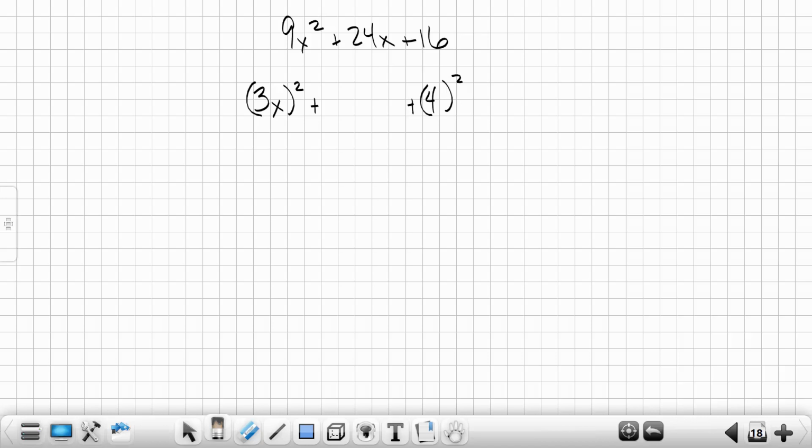2 times 3x times 4. Yes. Is that 24x? I know, Sydney. That's why I wanted everybody stopped and waiting. Okay, and I don't mind repeating it. Is the middle 2 times the first one times the last one? 2 times 3 times 4, is that 24? Yes. That is the pattern for a perfect square trinomial. If you look up in the thing, there's a 2 right in front of the AB. If that's all true, then this is 3x plus 4 squared.